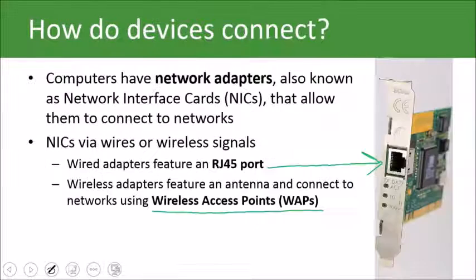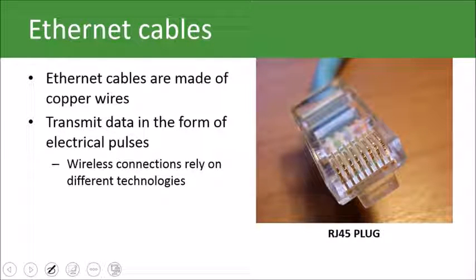And of course, if we take a look at our RJ45 port, we have to have something that we can connect that with. And that is an Ethernet cable, right? Ethernet cables are made of copper wires. They transmit data in the form of electrical pulses. Wireless communications rely on entirely different technology, radio signals. So keep in mind that copper cables transmit data in the form of electrical pulses.